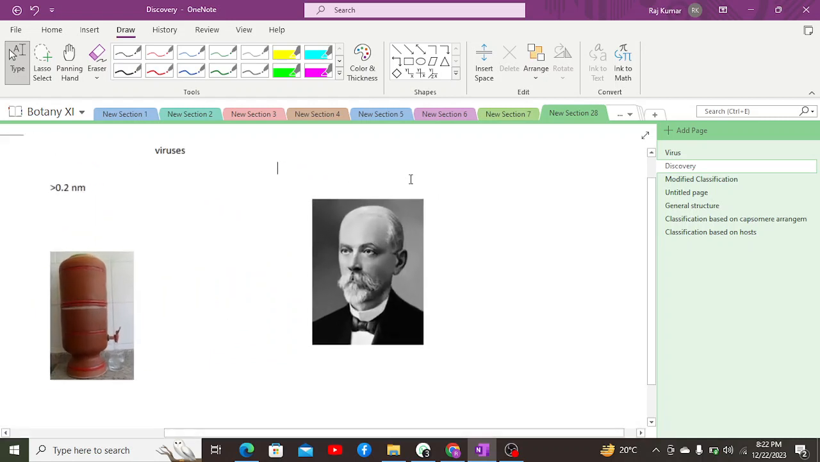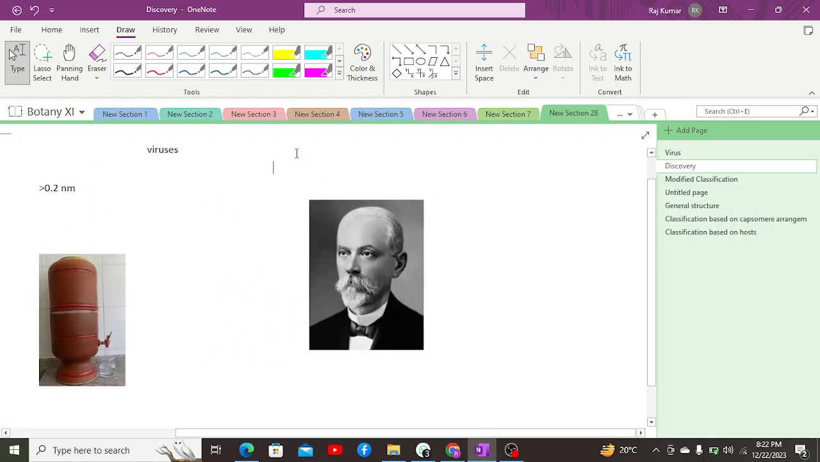Now, after that came Dmitry Ivanovsky. By the way, the name virus is derived from the Latin word venom, meaning poisonous fruit, slimy fluid, or water fluid. In simple words, we can also call it venom or poison. According to me, it is a Latin word.